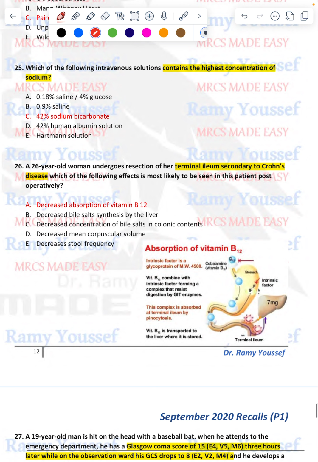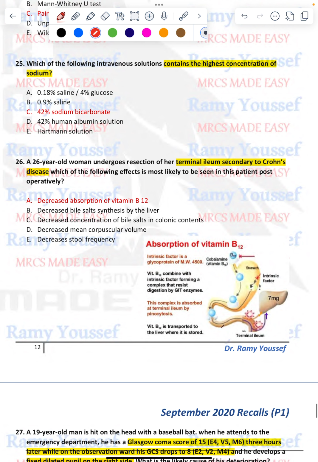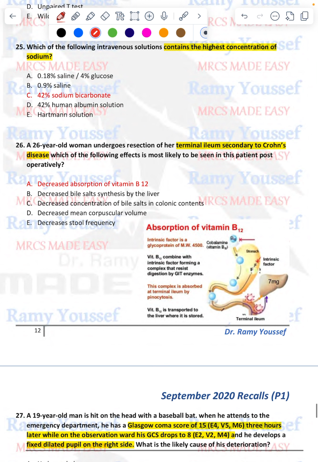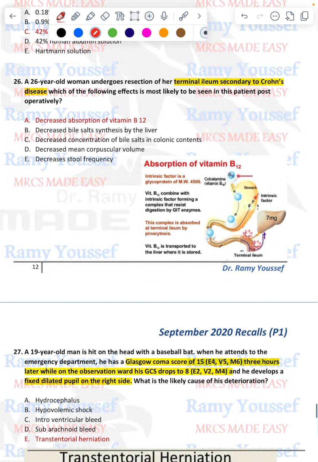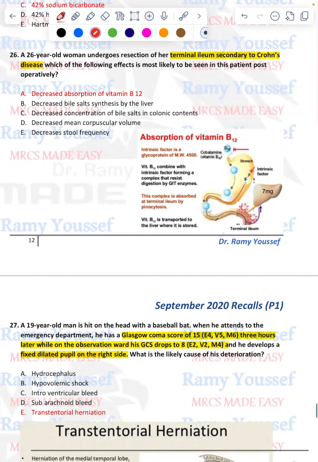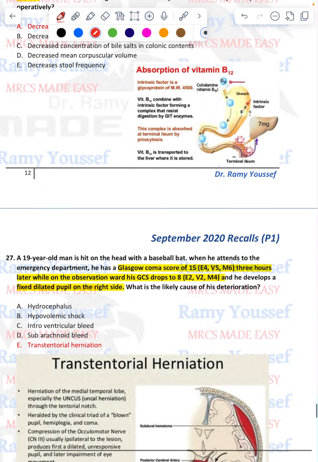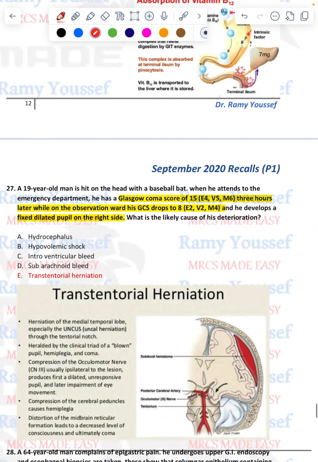A 19-year-old man is hit on the head with a baseball and attends the emergency department. GCS was 15, and then 3 hours later it dropped to 8 and he develops a fixed dilated pupil on the right side. So there has to be a right-sided extradural hemorrhage. Transtentorial herniation is there. This is what happens: herniation of the medial temporal lobe. This is the temporal lobe, or it is called uncal herniation, heralded by the clinical triad of blown pupil.